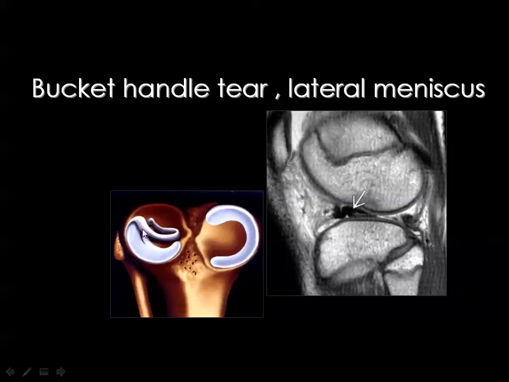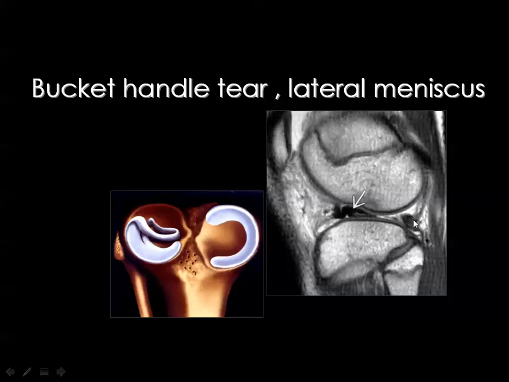Then, if a bucket handle tear occurs in the lateral meniscus, this will result in displacement of the posterior horn to the anterior aspect of the knee, what we call flipped meniscus. The posterior horn will leave its normal anatomic site to be displaced anteriorly in the knee, adjacent to the anterior horn, and this sign is known as the double delta sign. You see two horns in the anterior compartment of the knee, while the site of the posterior horn is empty.